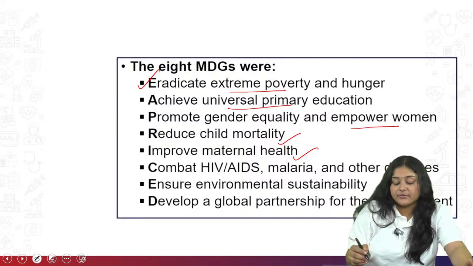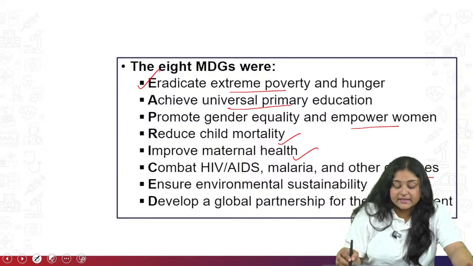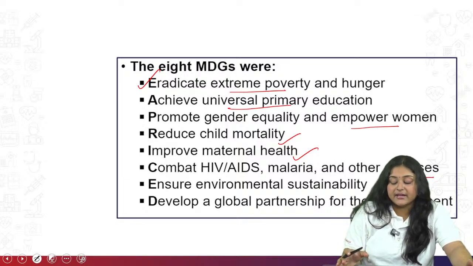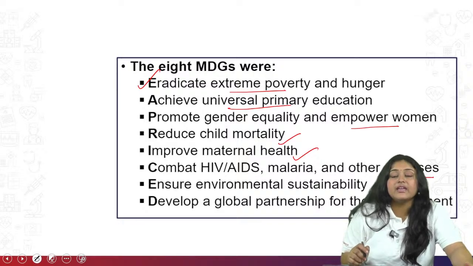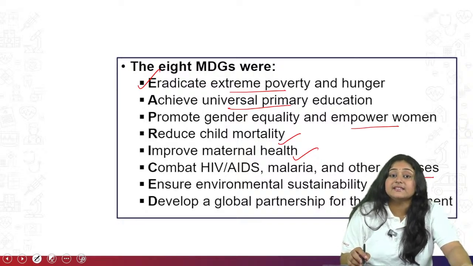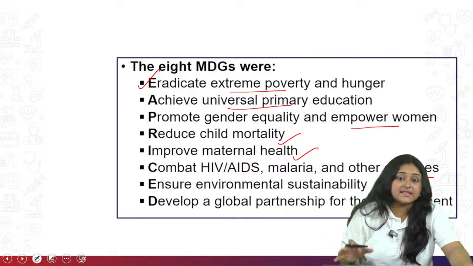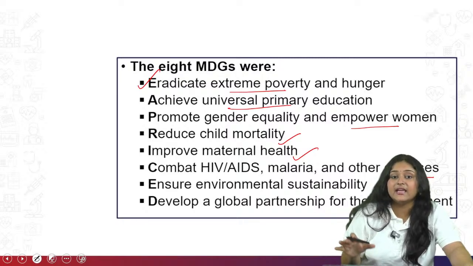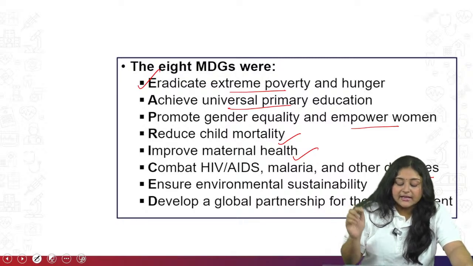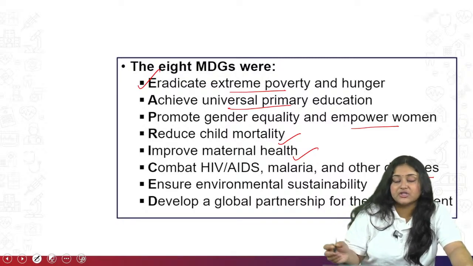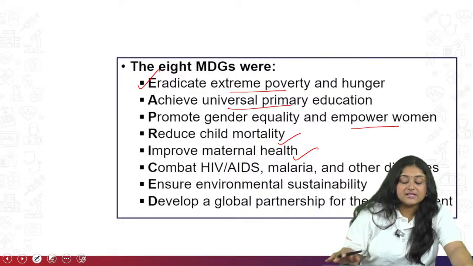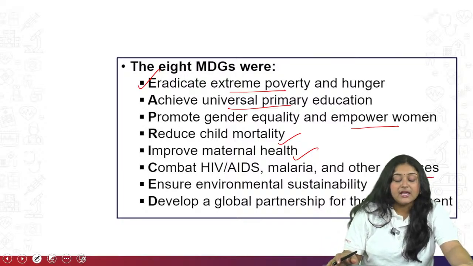Then combat HIV or AIDS, malaria and other diseases. HIV, AIDS, malaria and other diseases mainly come together. Okay, so we have to ensure environmental sustainability, whether the environment or the particular area where they are living is sustainable or not, whether it's healthy, hygienic and clean or not. Next we have to develop a global partnership for development. So these all are the 8 MDG steps.